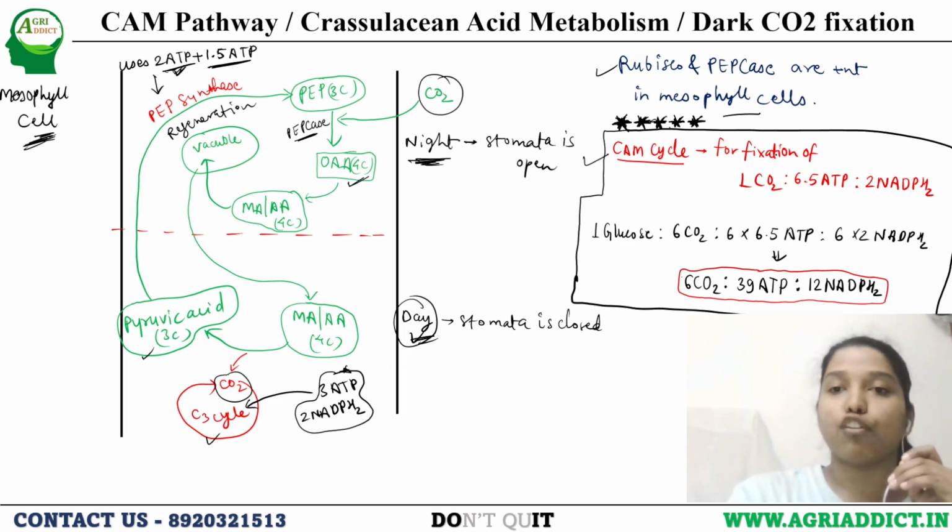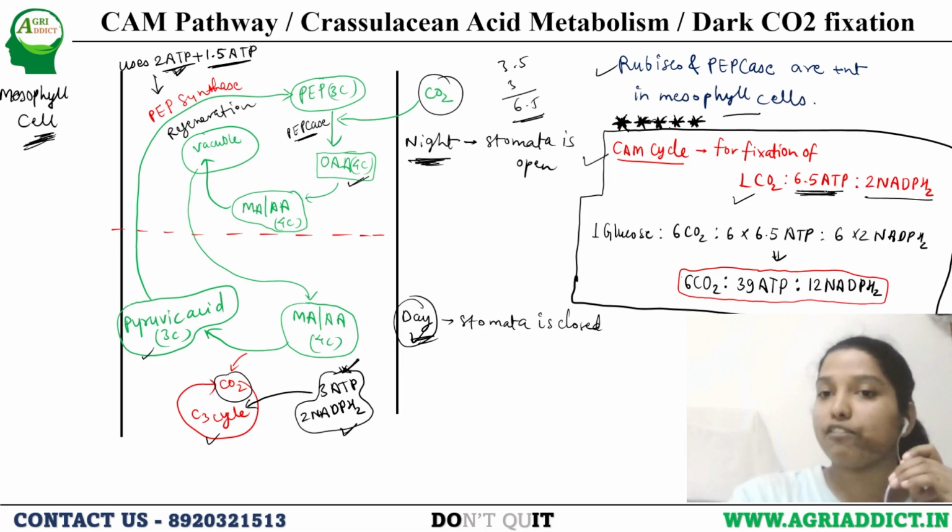So, for CAM cycle, for fixation of 1 carbon dioxide, 6.5 ATP is required. How? In C3 cycle we are requiring 3, and for regeneration we are requiring 3.5. So 3.5 plus 3, it is 6.5. So 6.5 ATPs are required for fixation of 1 carbon dioxide and 2 NADPH2 as in case of the C3 cycle. So 6.5 ATP plus 2 NADPH2 is required for fixation of 1 carbon dioxide.